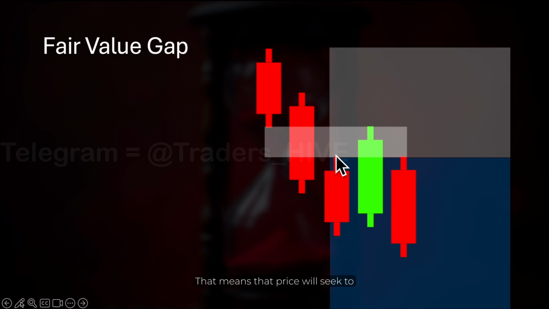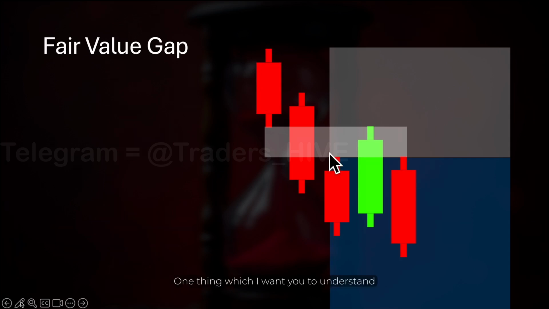That means that price will seek to retrace into that bearish fair value gap, and we will see the market offer buy side into that, and that is our entry opportunity. When we enter in a fair value gap, our stop loss is always placed above candle 1's high, right here.